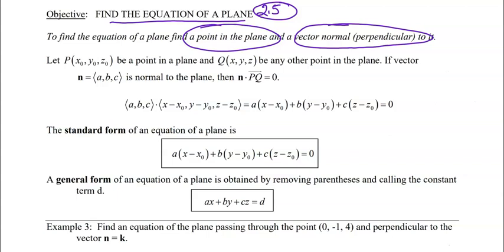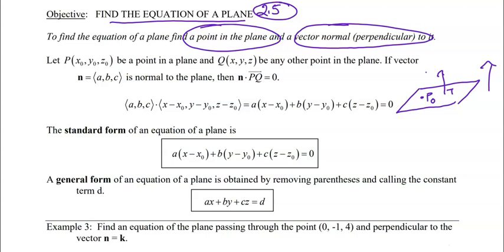So if you think about a plane like that, there should be a vector. I can draw that vector here. There should be a vector which is perpendicular to the plane. So that vector could be anywhere over here, as long as it's perpendicular to the plane. And there should be a point. I should have a point on the plane, right?